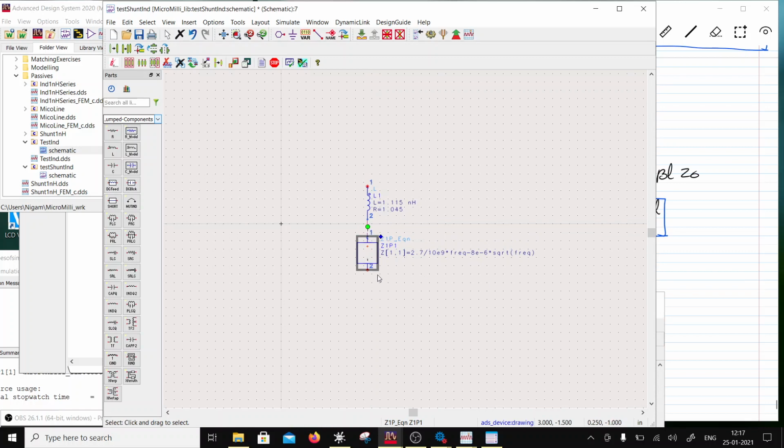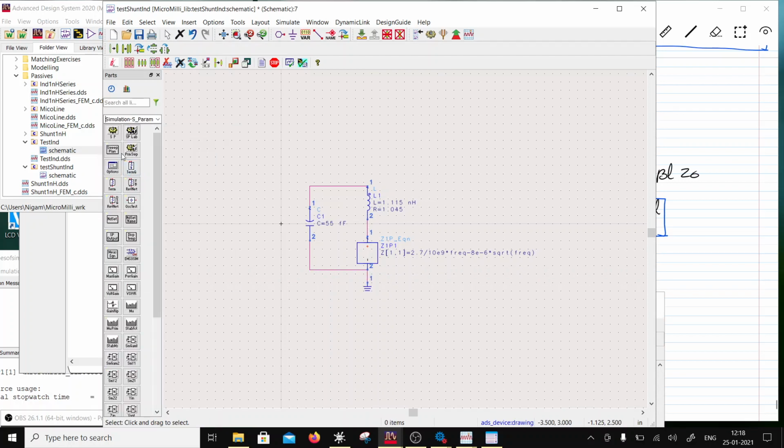That is the frequency dependent resistance, and the shunt value of the capacitor is around 50. I'm going to throw in roughly 55 femtofarad. Later I'll tune this to get the match. So this is going to be my shunt equivalent model for an inductor using single port simulation.